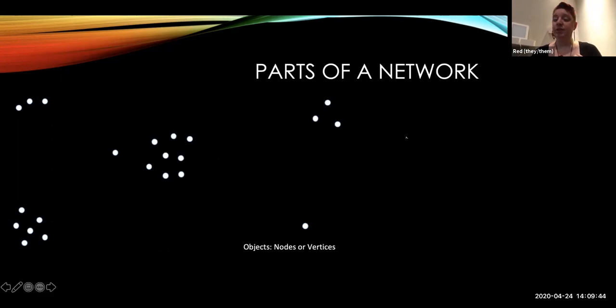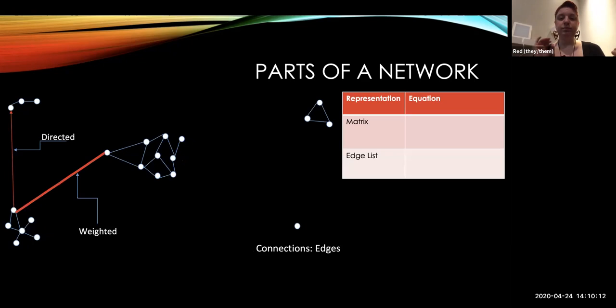So the parts of a network, we talked a little bit about nodes or vertices already. So generally, nodes or vertices in a network are the things that are connected. So if we were studying a group of people who are friends, the people would be the dots in this case. And generally, when we are graphing a network, the nodes are represented by dots. This is why they're also called vertices. Now, the edges, like I said, are the connections between these dots or between these nodes.